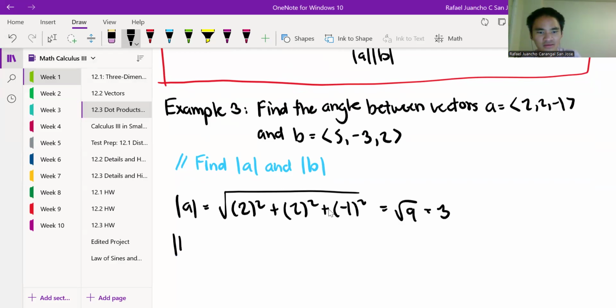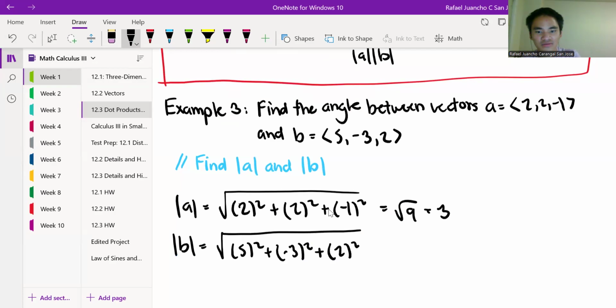Then for B, same idea. 5 squared, negative 3 squared, 2 squared. And we have 25 plus 9 plus 4. So it gives us square root of 38, which I am not bothered to simplify.